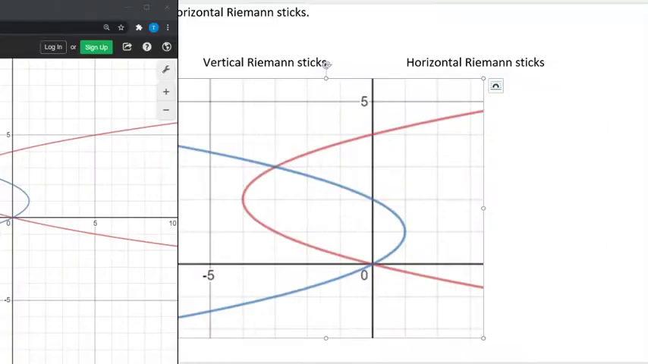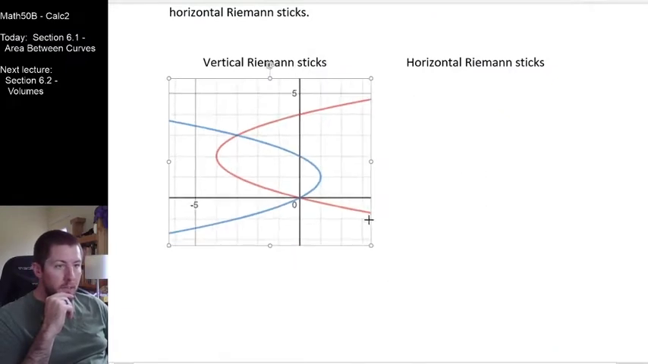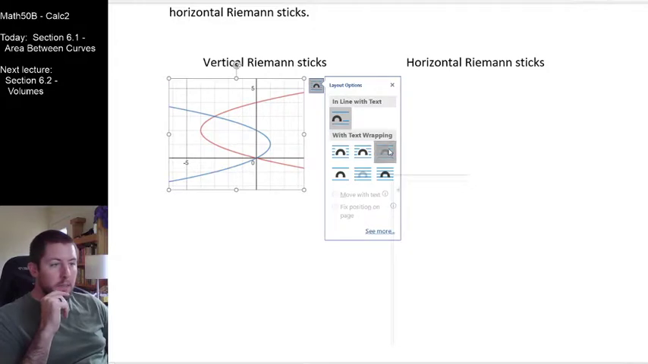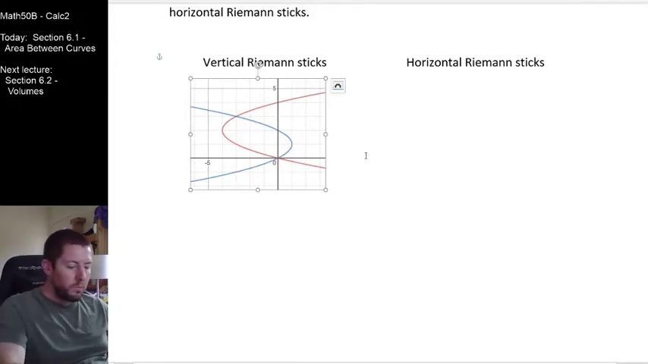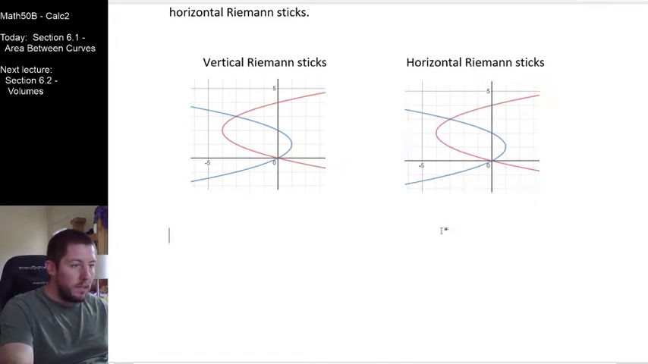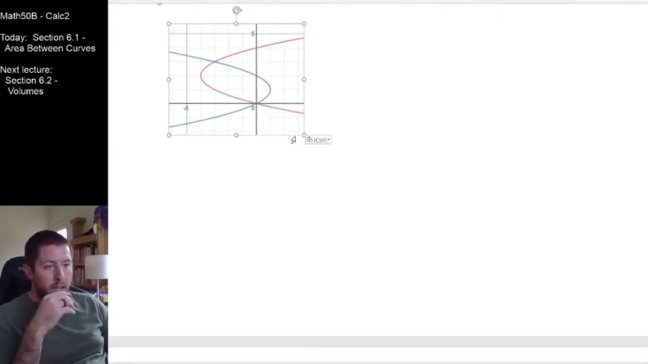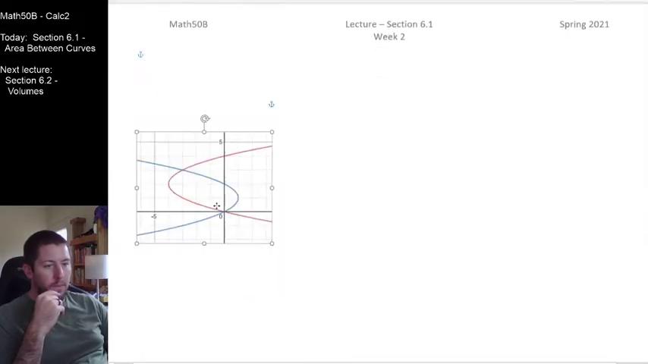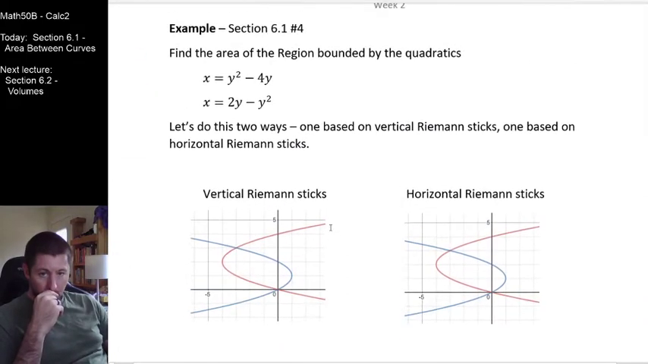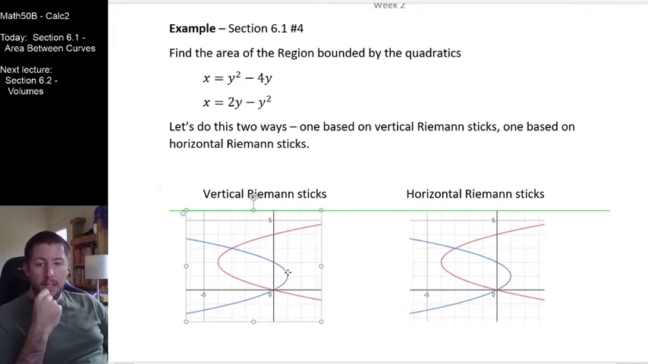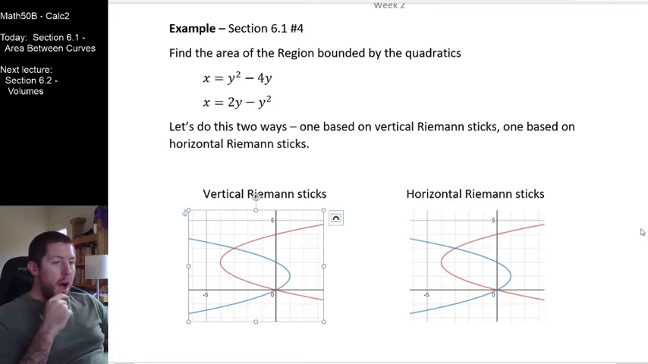So let's come back to Word. I've got my picture here, and let's get our pictures going for our Riemann sticks. One of them, a second one so I can do it again, and then a third one just in case I mess my picture up, since I'm going to draw on top of these. All right, so let's draw these and get an idea for where these locations are.